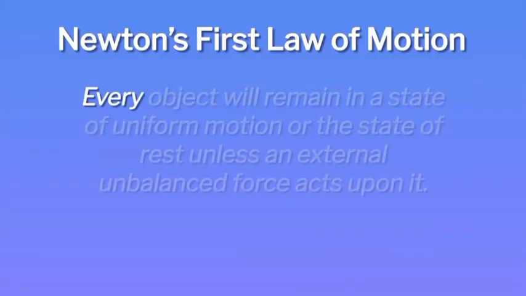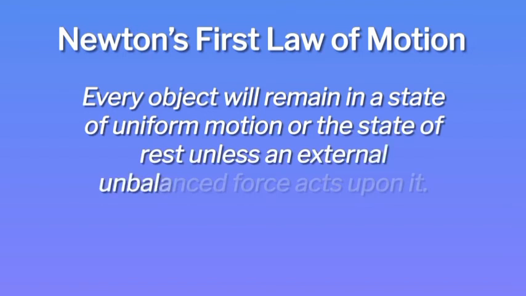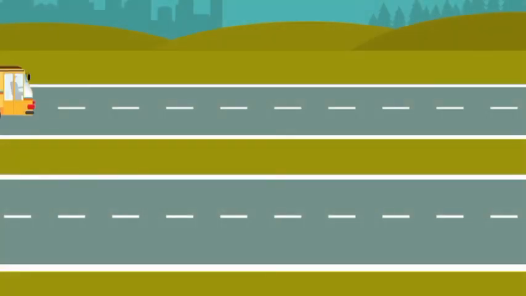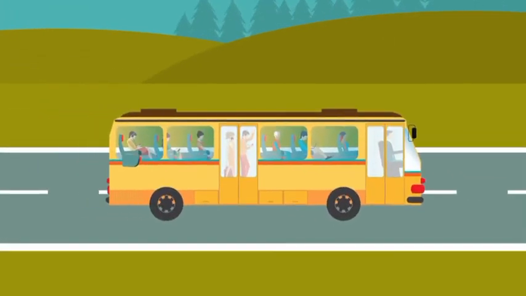This is Newton's first law of motion, which states that any object will remain in the state of uniform motion or the state of rest unless an external unbalanced force acts upon it. The external unbalanced force here was the flicking of the plate. The plastic plate at rest changed its state of rest and went into motion. Now can you tell, why do we jerk backward when a bus starts moving? We are in stationary motion in a bus, so our body tries to retain its state of rest. That's why we feel a jerk backward when the bus starts moving.